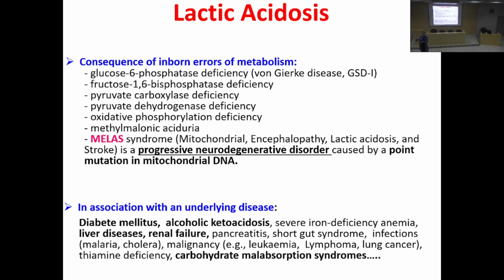So the enzyme is deficient. When you have a deficiency in these enzymes, it means there is a pathway which will be impaired. One of these enzymes, for example, is glucose 6-phosphatase. Another example is pyruvate carboxylase. All these deficiencies lead to diseases, and they will be accompanied by lactic acidosis.